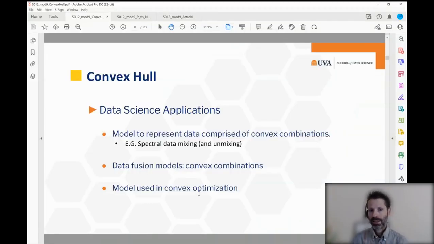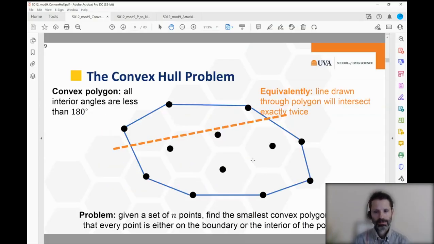Again, some great applications to data science include modeling of data using linear systems. If you view data points in some space, the extreme points can be used as a linear model if you are using a convex combination of those points to represent all of the points that lie within the convex hull, or in between those bounding points. Also used in data fusion models. Convex combinations are used quite a bit there as well. And then convex optimization as well, using a convex hull to model or bound a feasible solution space or something similar. So again, great applications to data science here.